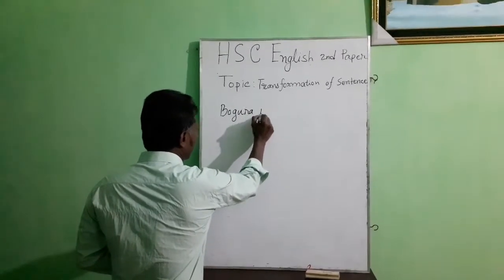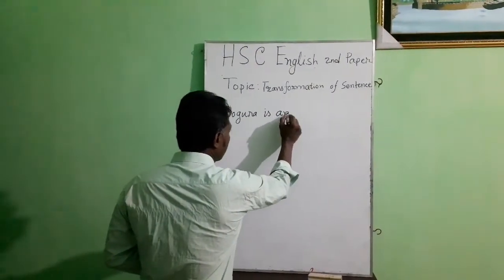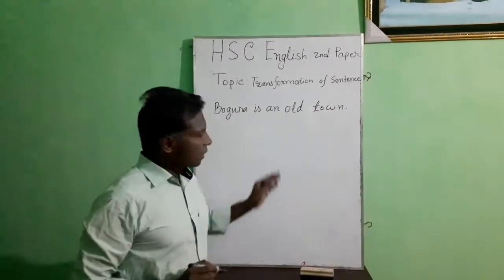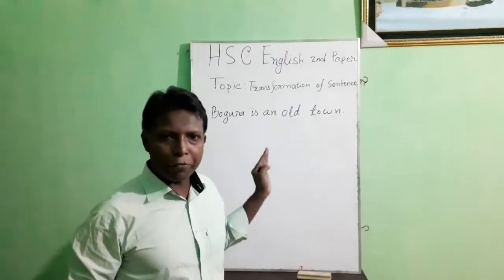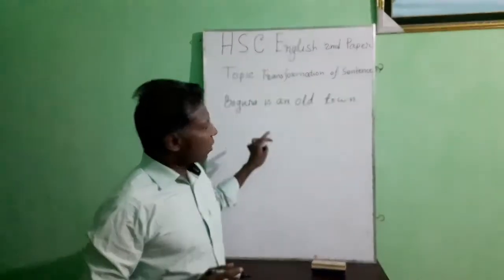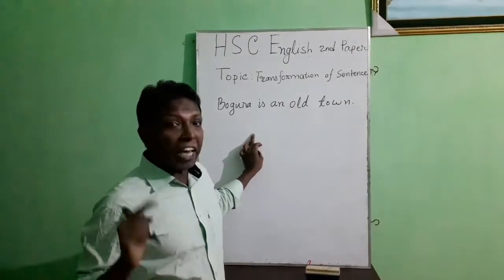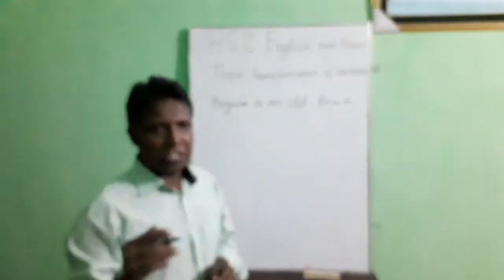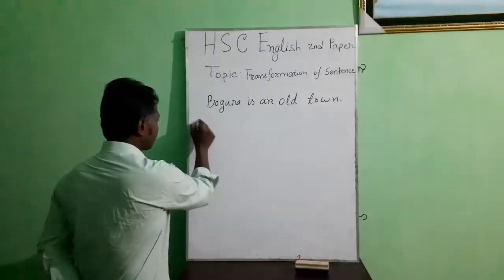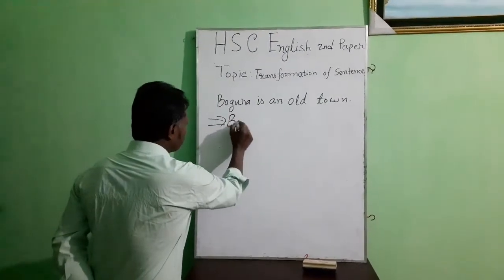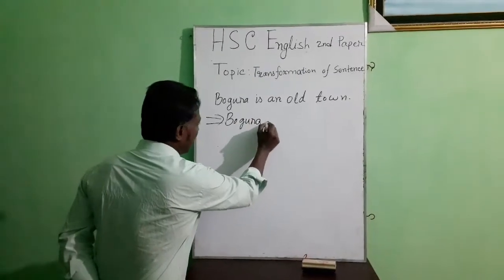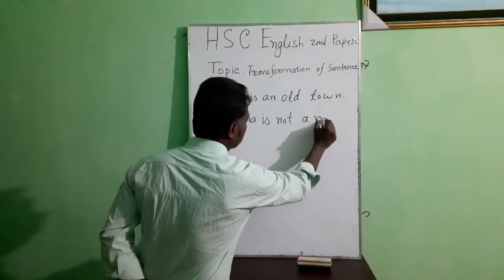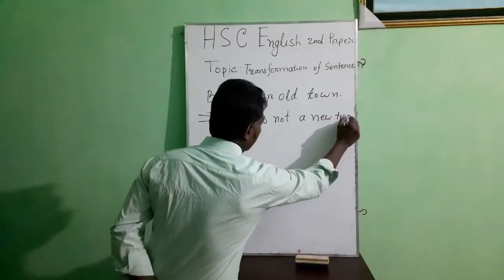Bogura is an old town. This is an example of an affirmative sentence. Now we want to change it into negative without changing the meaning. We will just change the structure. For example, Bogura is not a new town.